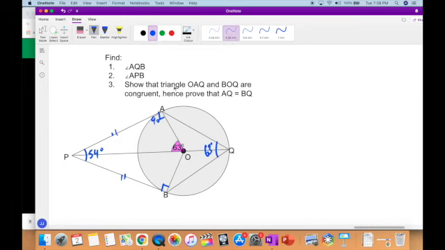Show that this triangle here, this slanted one, is congruent to this triangle here, and hence show that AQ is equal to BQ. How are we going to do that? Shazay, try your luck now. How are we going to show that this triangle is the same as this one?